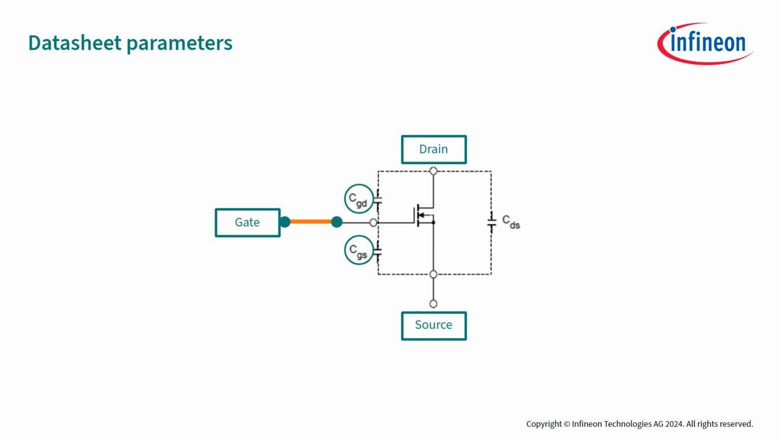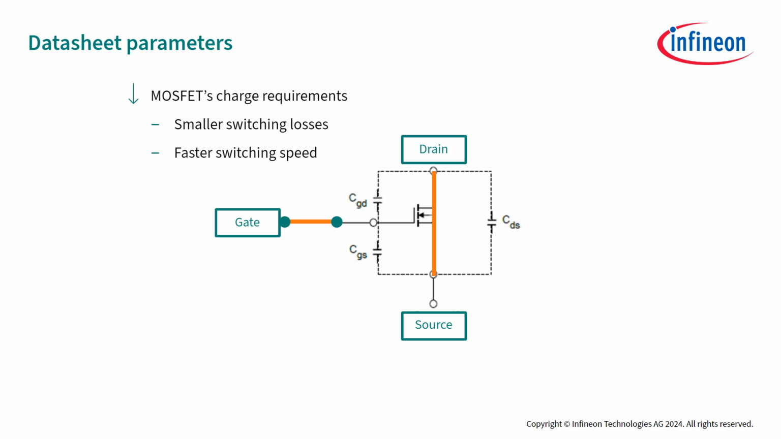The signal applied at the gate will start providing charge until the input capacitances, CGS and CGD, reach a certain voltage value where the MOSFET will fully conduct current through the drain and source terminals at the lowest RDS(on) level achievable by the MOSFET. The lower the MOSFET's charge requirements, the smaller the switching losses, and the faster the MOSFET can be switched on and off, and vice versa.